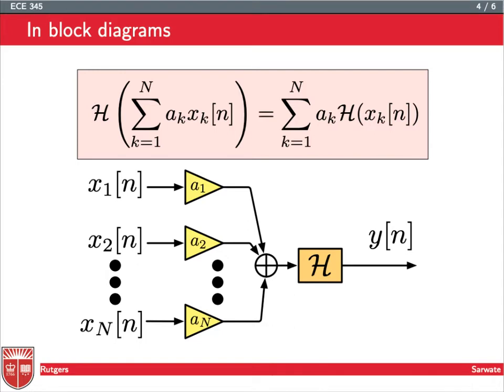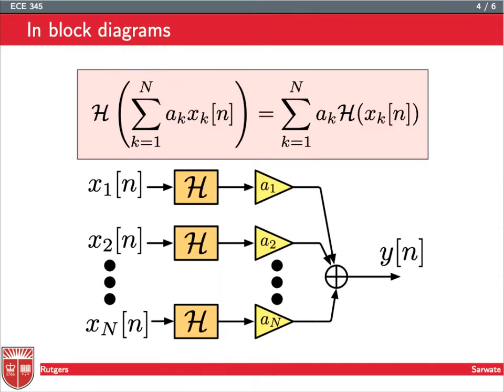This linear combination doesn't just have to be for 2. You can use that property for 2 to show that for any finite sum, so if I have a sum of capital N terms, a_k x_k of n, and I apply H to that, then I get the sum of the a_k's times H applied to each of the signals. Again, I can push H through the summation and then past the gains. So in some sense, the gains and H, we can think of those as commuting.